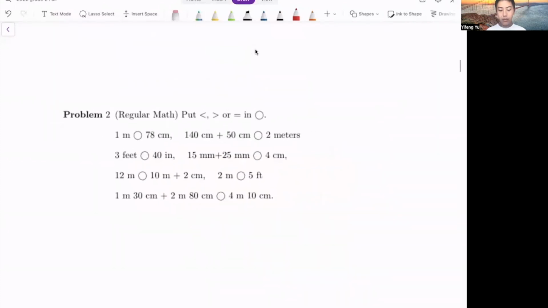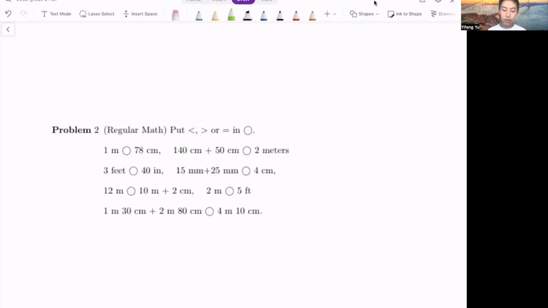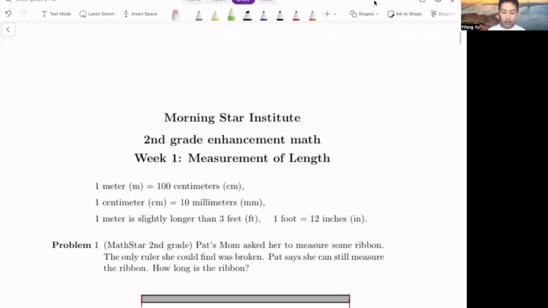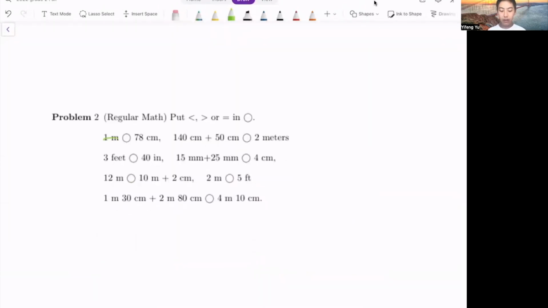Problem 2, put the less than, greater than, or the equivalent sign in these circles. So as we can see here, the first problem says 1 meter is what to 78 centimeters. We see here that 1 meter is equivalent to 100 centimeters. So we can swap out this 1 meter for 100 centimeters. And then we see that 100 centimeters is greater than 78 centimeters. So that should be the greater sign.